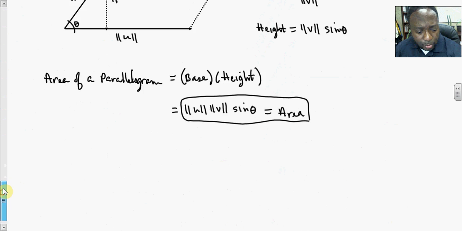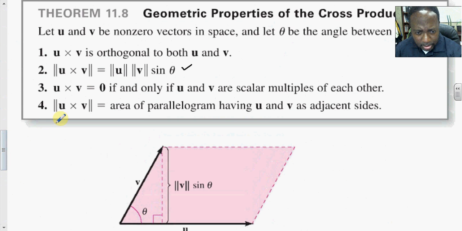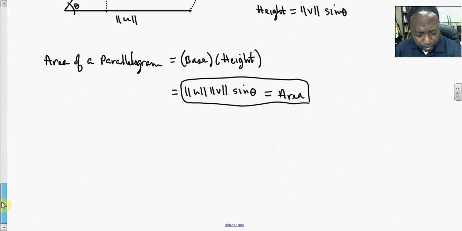I did forget to show you to illustrate number one. I need some help in my drawing.